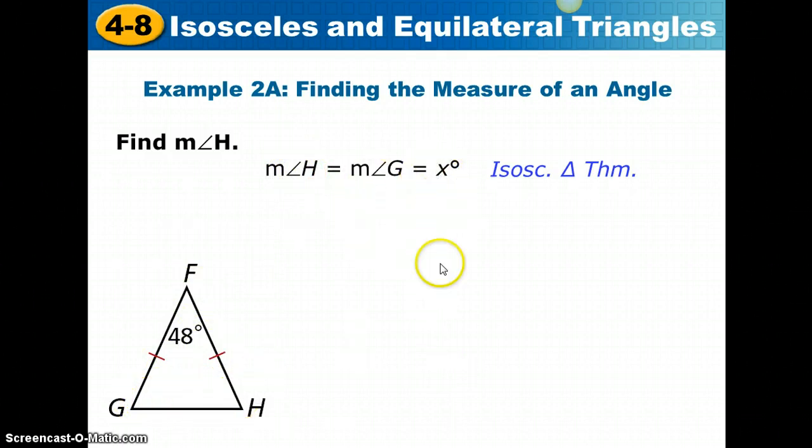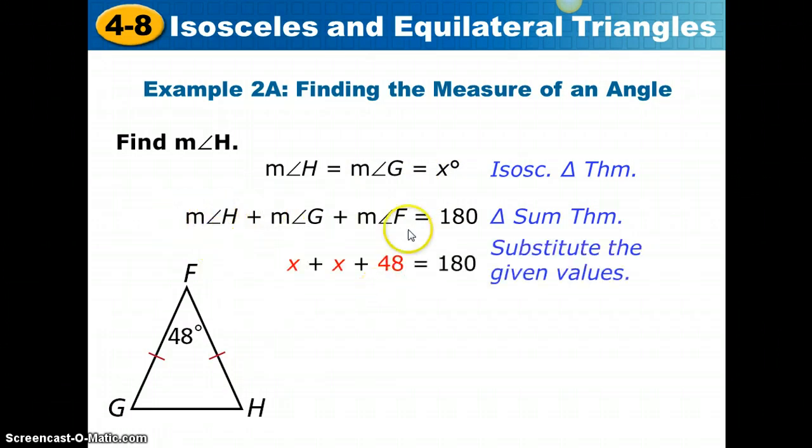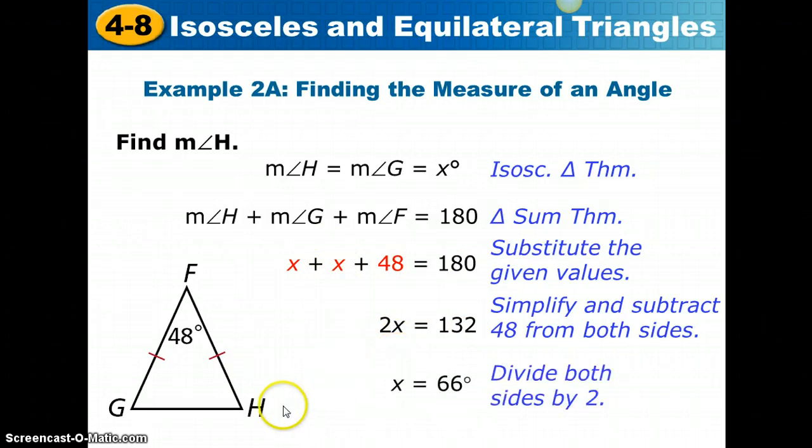We're going to call that x, because I don't know what it is, so we're going to replace it with x at the moment. So the measure of all three must add up to 180, so x plus x plus 48 must equal 180. We can solve this equation for x fairly simply. You get 2x equals 132 when you subtract 48 from both sides and combine like terms. Dividing by 2, x is 66. That means the measure of angle H is 66 degrees.